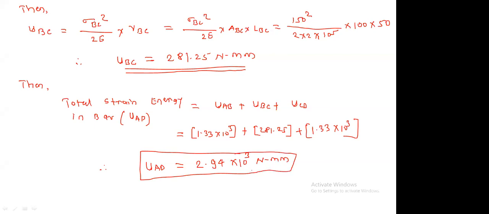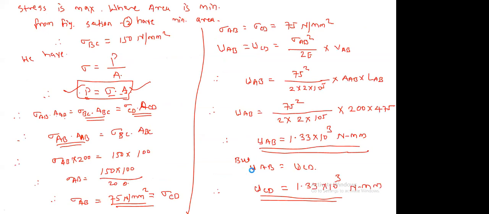This is the total strain energy stored in the bar. This calculation is the same as a deformation calculation. How did we calculate the total deformation? We calculated delta L1 separately, delta L2 separately, delta L3 separately, and then added them all to get the total deformation. The same concept we have applied here also.